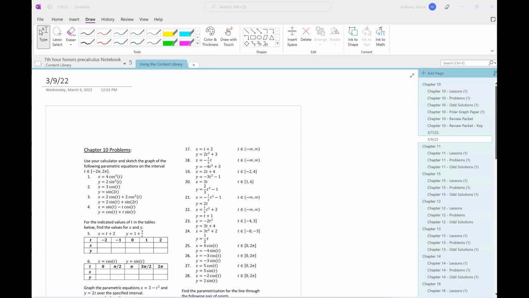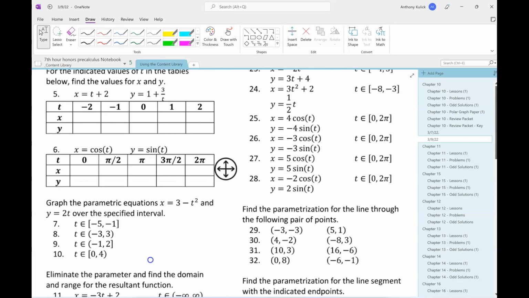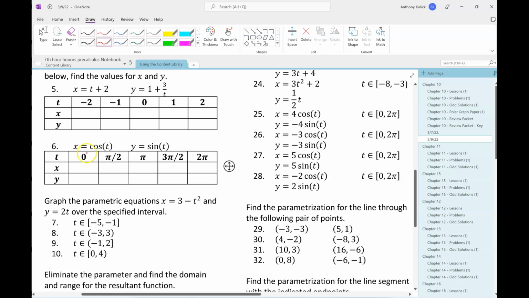John, is that a hand? Yeah, I was thinking about it. Okay. Could you go through 6? 6? Yeah, man. So we're basically just filling in the table. I'm just taking my value for t and plugging it in. So cosine of 0 is 1, sine of 0 is 0, and just going on. That's all we're doing. Yeah, I dig. You dig?